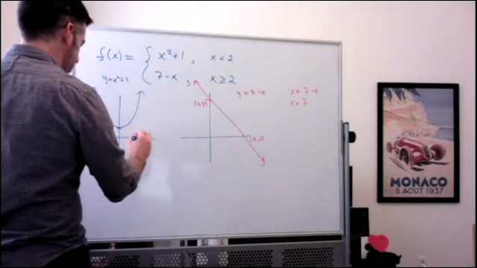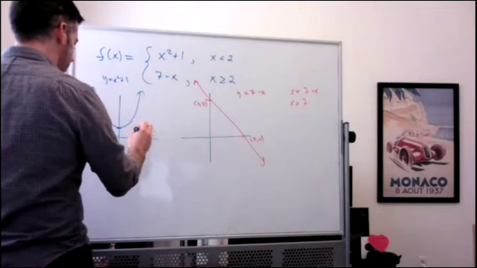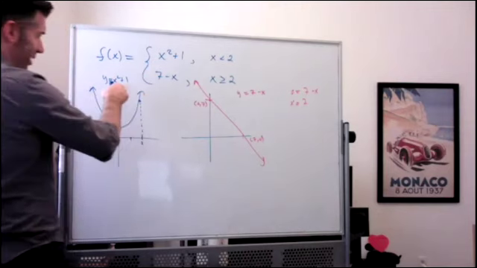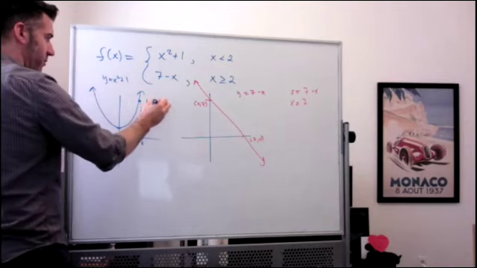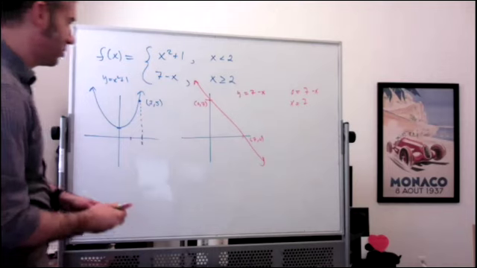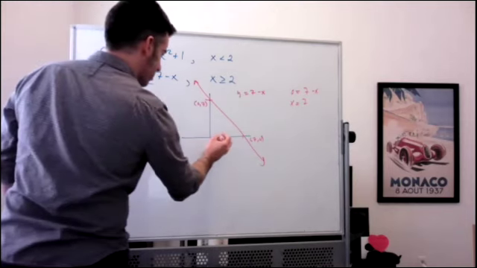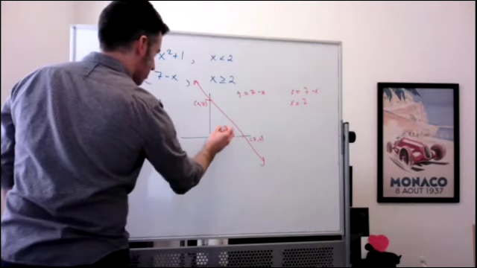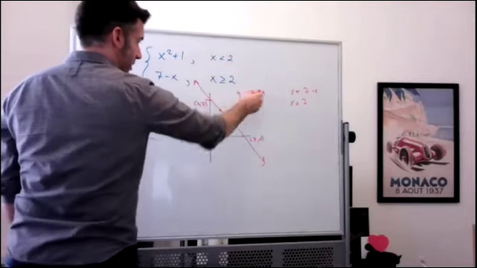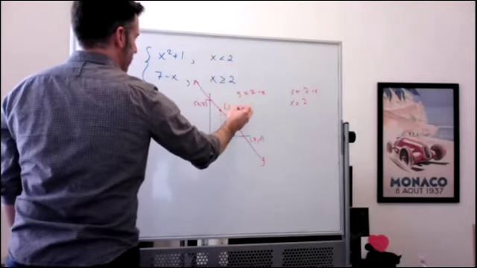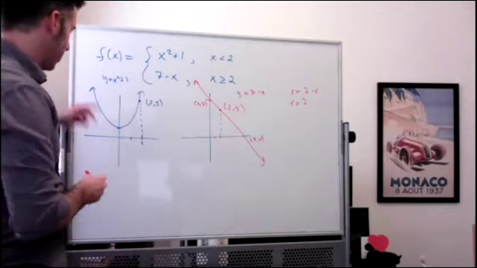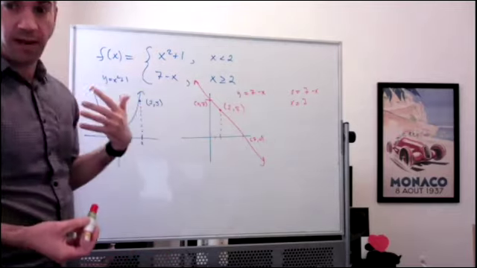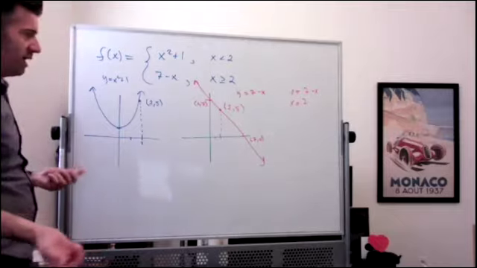So when you plug in 2 here, 2 squared is 4, 4 plus 1 is 5. So this is the point 2 comma 5. And when I plug in 2 here, let's see, 7 minus 2 is also 5. So this is kind of what feels like the nicest case, where the left-hand portion and the right-hand portion are going to match up. So what we're going to do, in fact, I'm just going to erase the parts I don't want.